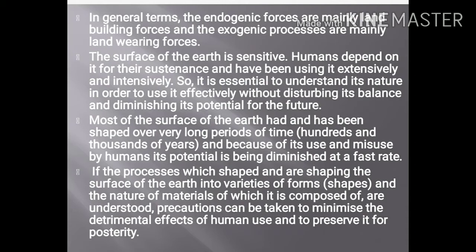Most of the surface of the earth has been shaped over a period of time, and because of its use and misuse by human beings, its potential is being diminished at a fast rate. If the processes which have shaped the surface of the earth into various forms, and the nature of the material of which it is composed, are properly understood, then precautions can be taken to minimize the detrimental effects of human beings and to preserve it for posterity.